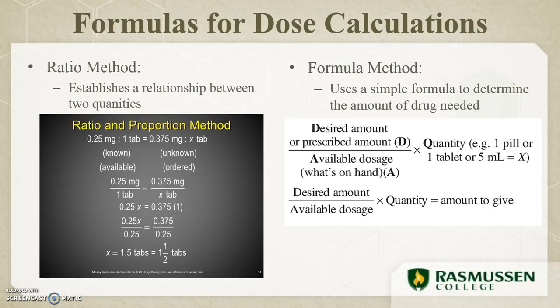The formula method uses a simple method to determine the amount of drug needed in the equation. It takes the desired amount, or the amount that was ordered, divided by the dose on hand, times the quantity of the supply on hand.